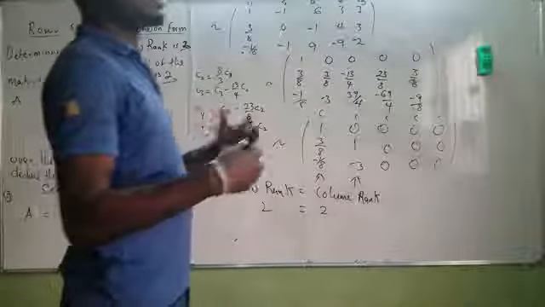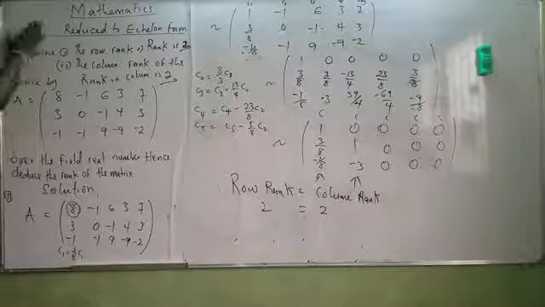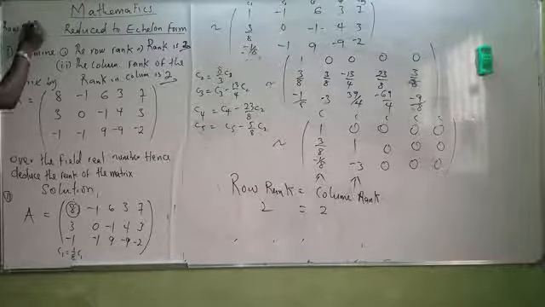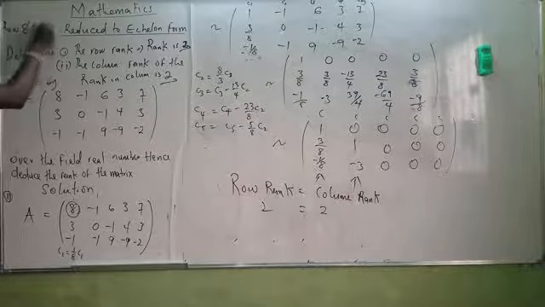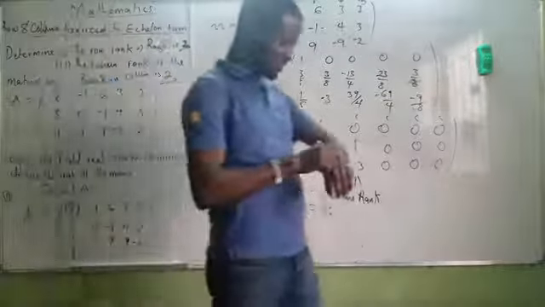Can you see what is called row reduction and column reduction? Let me put the question at row reduction and column reduction. Can you see? Okay, mathematics is very simple. I'll be stopping here.